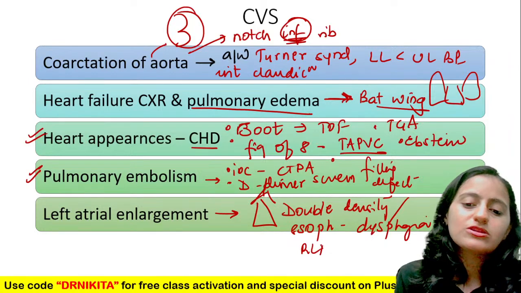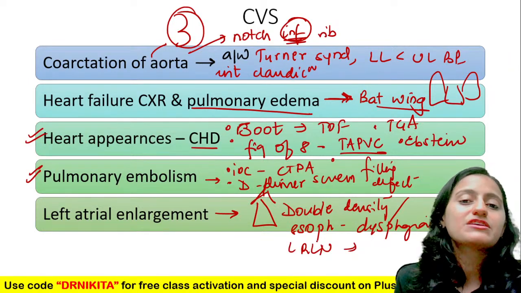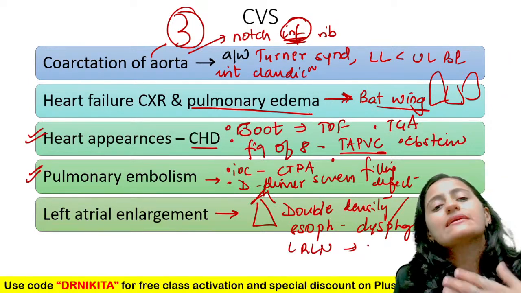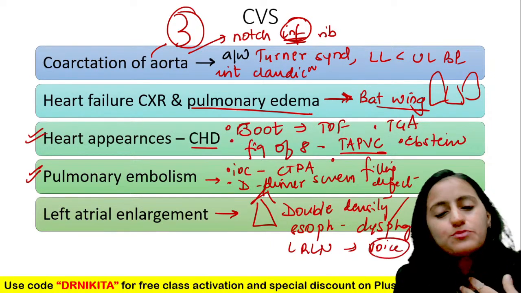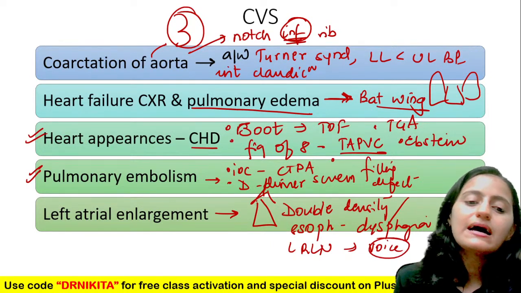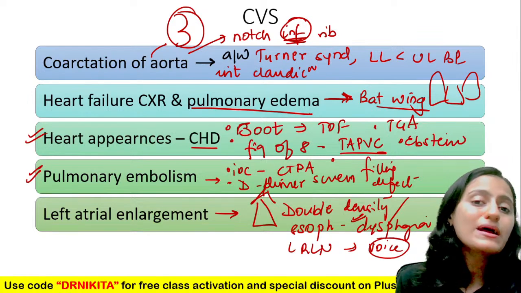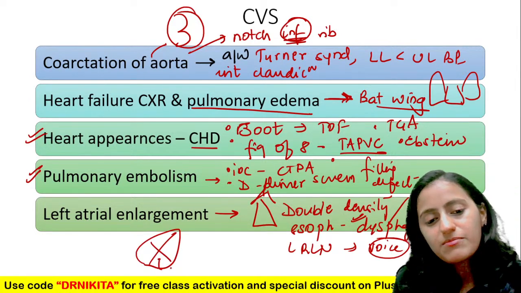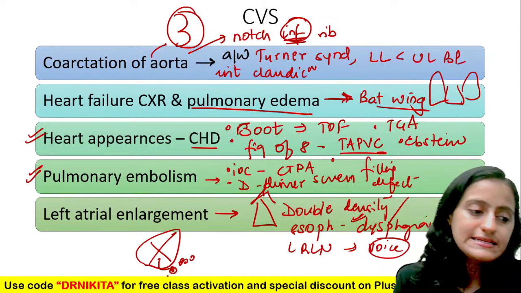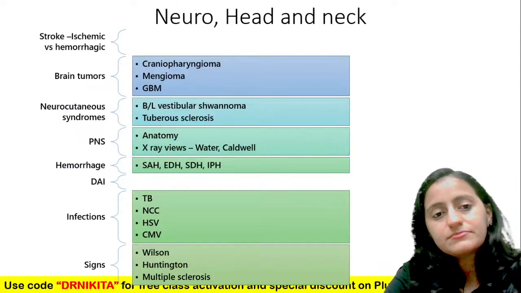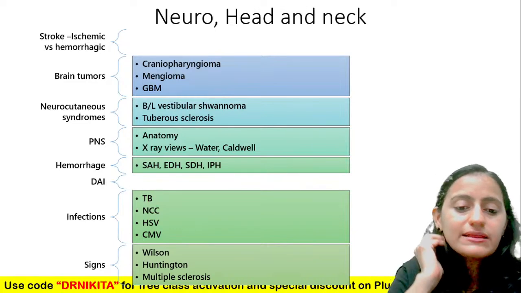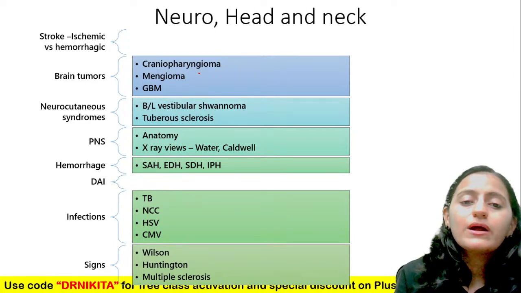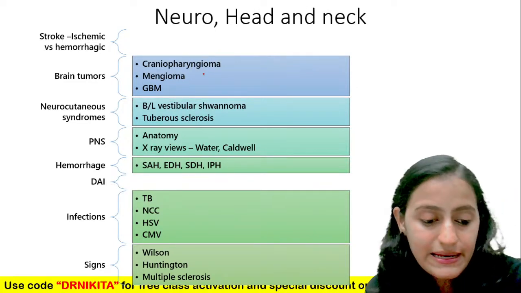It can compress the left recurrent laryngeal nerve, and it can affect the voice as well. So remember that left atrial enlargement is the one which can lead to dysphagia, because the esophagus lies next to the left atrium. Okay. Coming to the neuro and the head and neck part, what is important for neuro and head and neck?